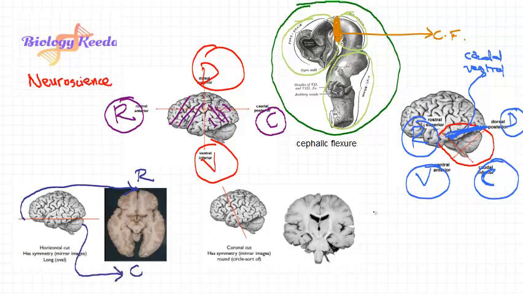And similarly, we can see that this part of the brain is the dorsal and this part of the brain is the ventral. So we are talking about the horizontal cut over here and the coronal cut over here. Right, it's time to move to the next slide.